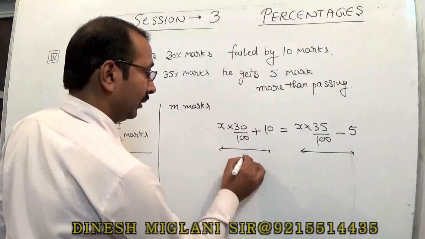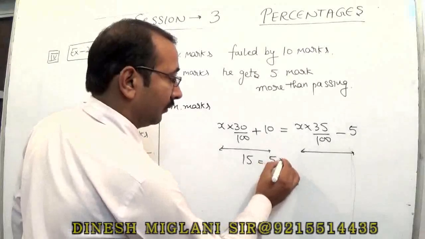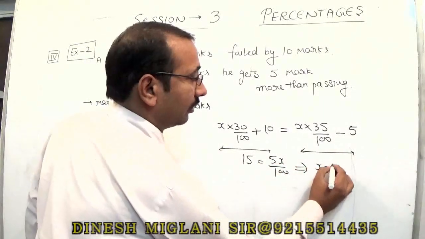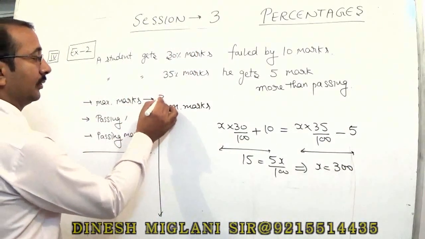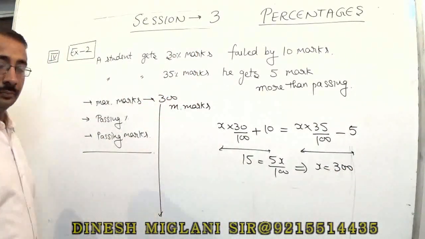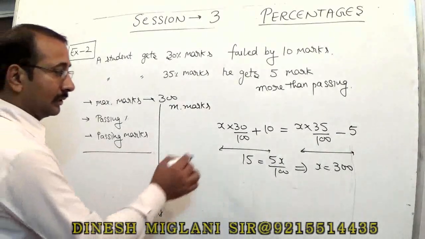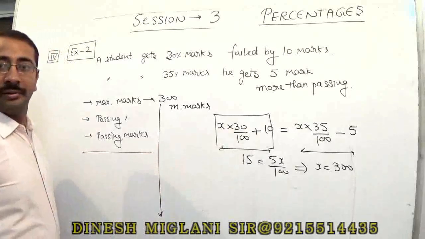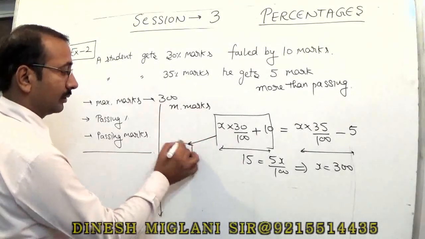5 will come here, 15. This will come here and subtract 5x upon 100. X equals 300. So we can say the maximum marks of the paper will be 300. We have to find the passing percentage and passing marks. That is the passing marks. Put X equal to 300. 90 plus 10. Passing marks are equal to 100.